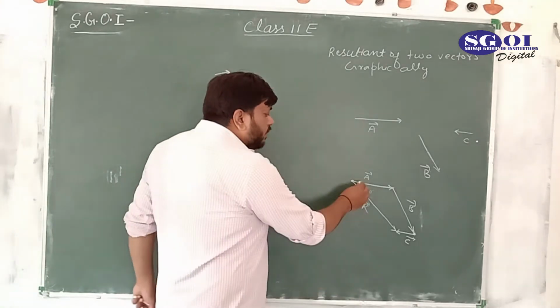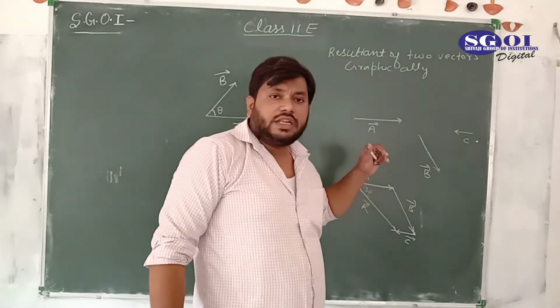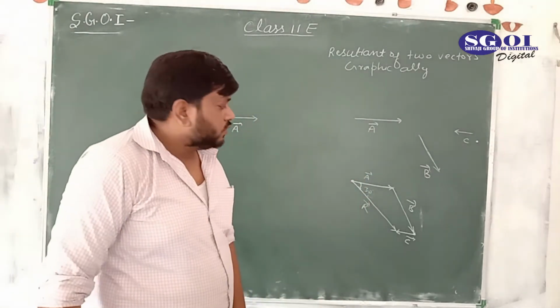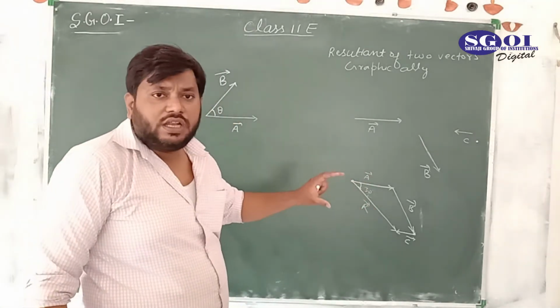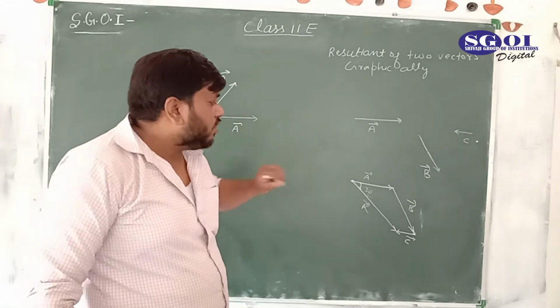So from A it is 30 degrees clockwise. This is the direction of this vector, and the magnitude of this vector is the length of this arrow. So I think you have understood the geometrical method by which you can find the resultant of vectors.